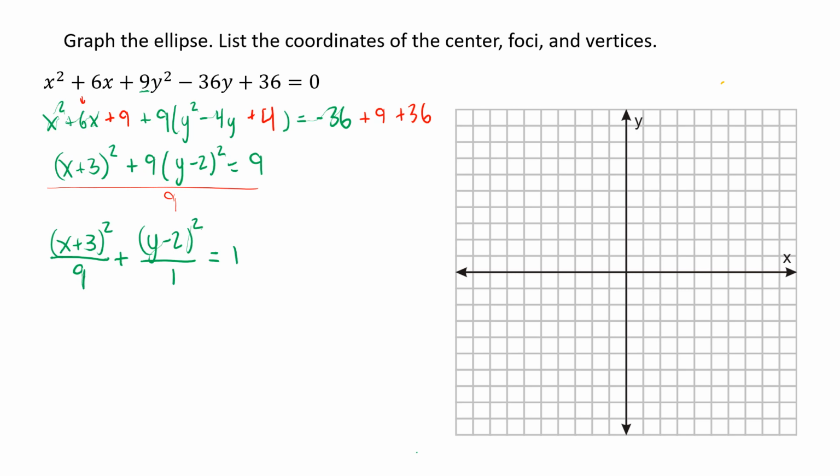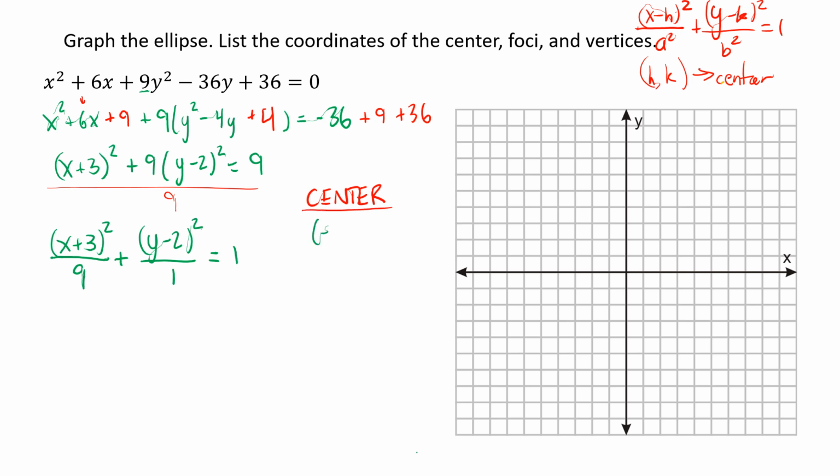So let's pull this information off here. First of all, the center is super easy to find now, because if we refer back to the standard form of an ellipse, remember, it was x minus h quantity squared divided by a squared plus y minus k quantity squared divided by b squared equals 1. So h, k was the center. For this problem, h, k is just negative 3, 2. So the center's at negative 3, 2.